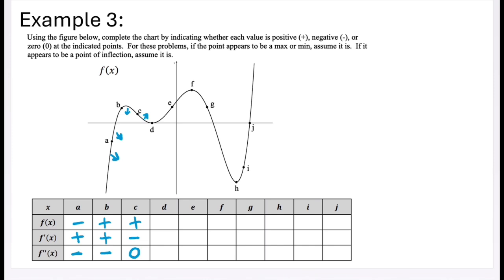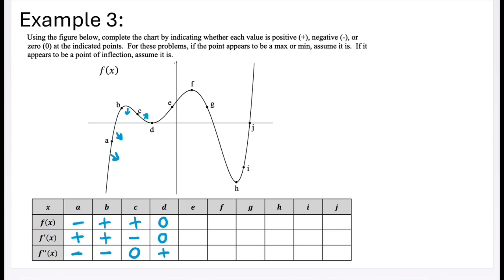Now let's look at point D. Point D is on the x-axis, so the value of f of x there is going to be 0. It's also at a minimum, so the first derivative is also going to be 0. And then it's not a point of inflection. It's on a portion of the graph that's concave up, so the second derivative is going to be positive.